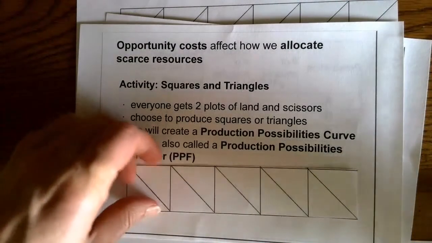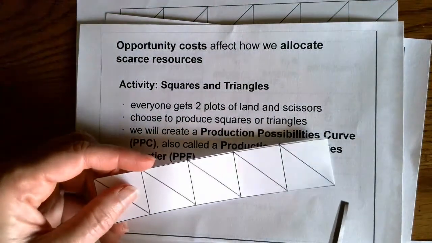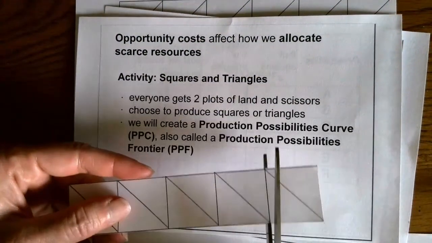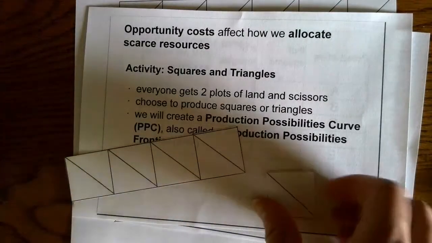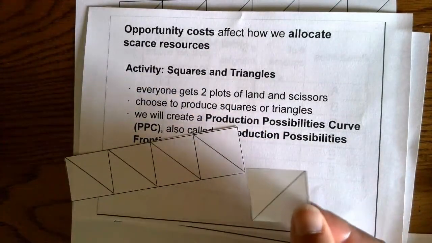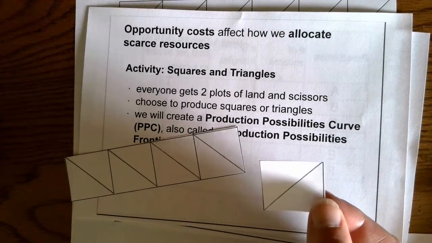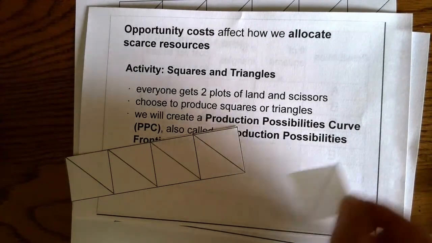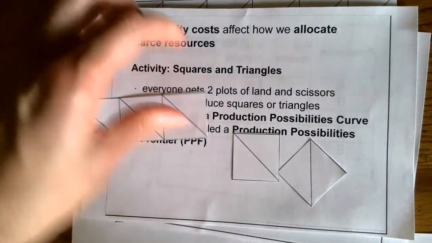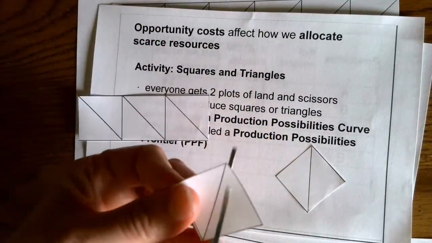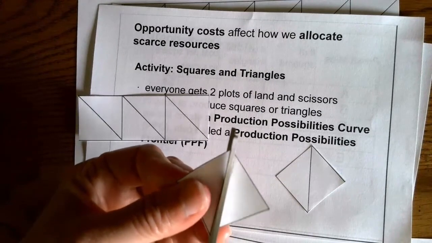So I show the students a very deliberate example of how you create a square, which is you simply cut one of these off. Now I've turned my resource into a product, which is a square. If I want to create a triangle, I have to do the same thing first, but then I simply take my square and I cut it in half.